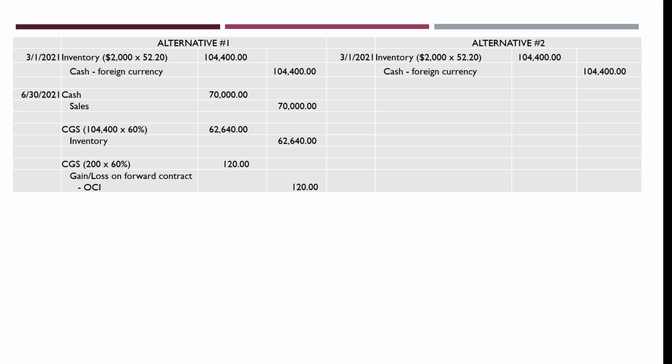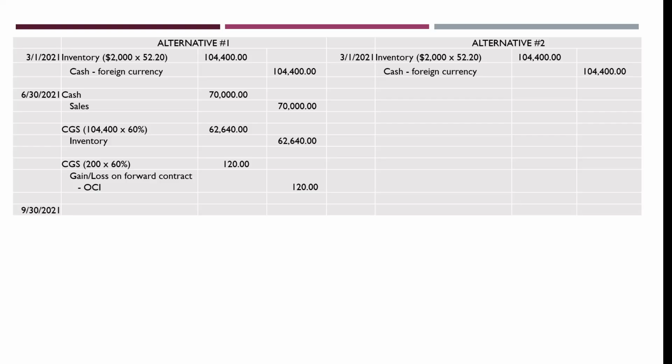Sir, bakit nga ba ulit siya naka-credit dyan? Di ba ang resulting amount ng OCI gains and losses natin kanina ay naka-loss na? Kasi mas malaki yung loss kesa sa gain. Malinaw. Okay? Kaya, naka-credit yung gain or loss on forward contract. Okay. 60% pa lang ang na-reclassify.